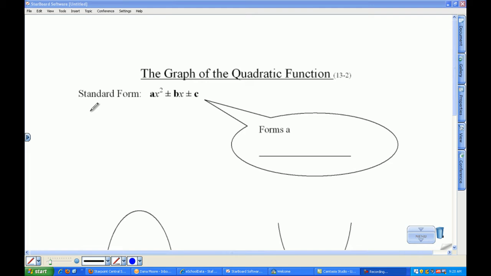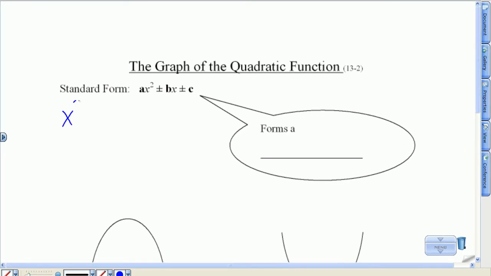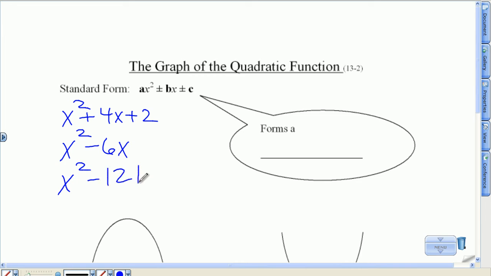Please remember the standard form of a quadratic is ax squared plus bx plus c. You use that to do your puzzles when factoring trinomials. So examples would be something like x squared plus 4x plus 2, or something like x squared minus 6x, or something like difference of two squares. How about x squared minus 121? We are going to learn to graph these.